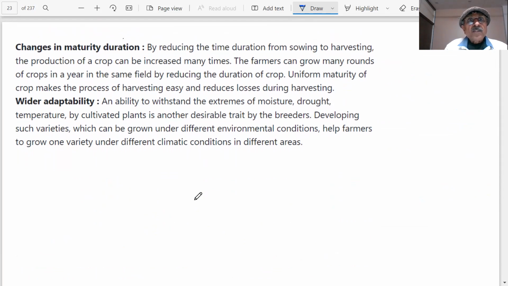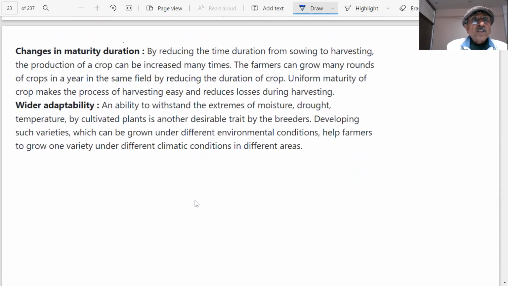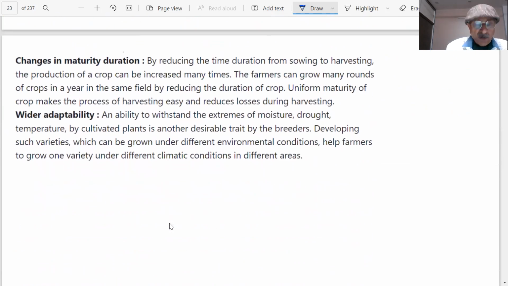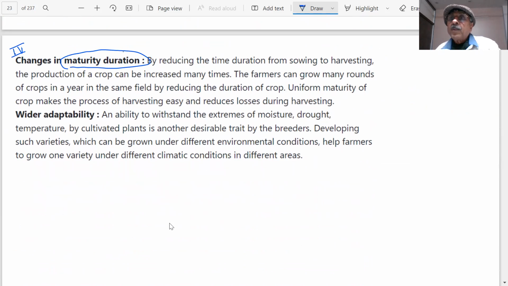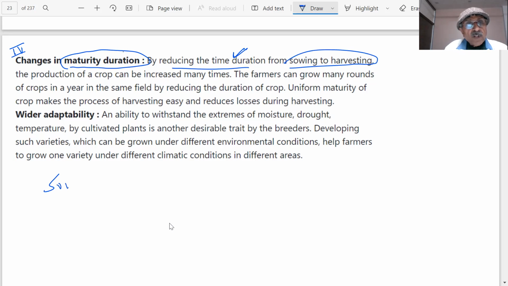Next, changes in maturity duration. What do you mean by changes in maturity duration? By reducing the time duration from sowing to harvest. What do you mean by maturity duration, student? This is an important point, the fourth one. I am growing a crop. What is the time it will take to be ready for harvesting? If a crop takes a lot of time for harvesting, what is the use then? Can I wait for such a long period of time? So we have to reduce the duration, very important, from sowing to harvesting. You are sowing the seeds and the final stage is harvesting.